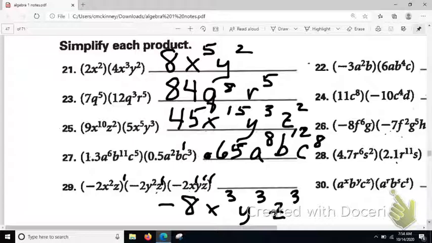That, my friends, is the product rule. Pretty easy once you get the hang of it. Okay, so just remembering the rules. You've got your sheet there to help you remember.